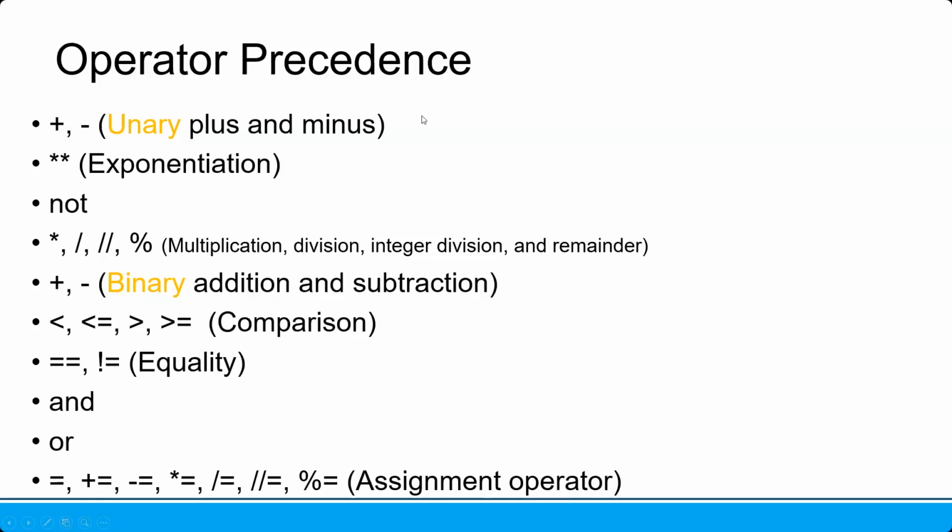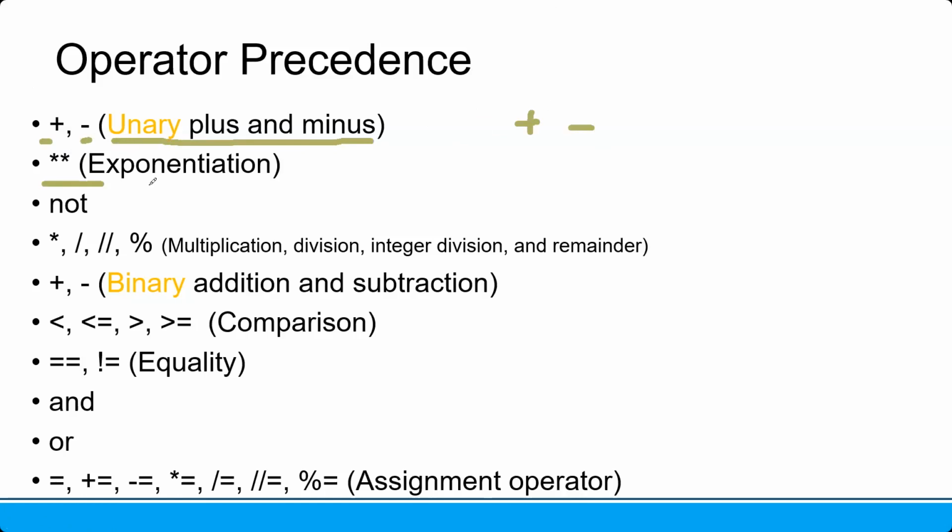So we call this operator precedence. It means we need to check what the operators are before we do the operation. For example, plus and minus. This is unary plus and minus. It means if a number is positive or negative, then it will be first.